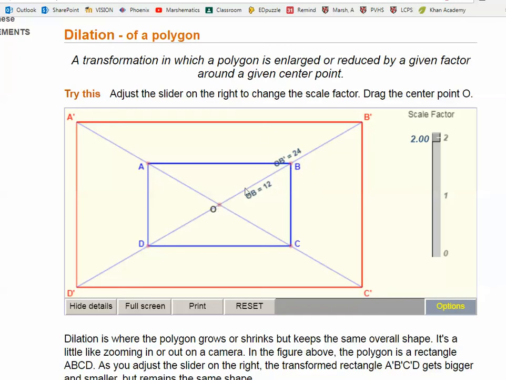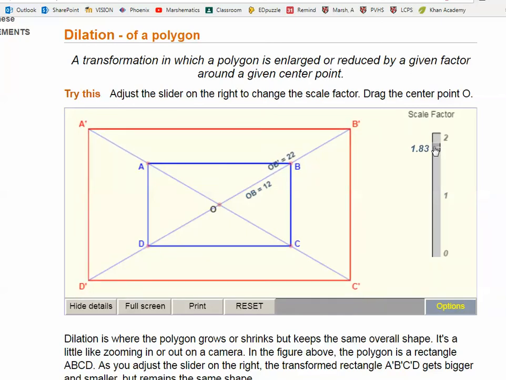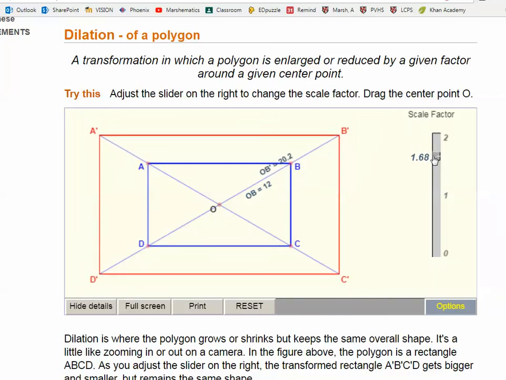This length right here from the center of the rectangle to point B is 12. And because the scale factor is 2, from O to B prime, it's a length of 24. 12 times 2 is 24. 2 is the scale factor. Notice when I reduce the scale factor, what's happening to the image?